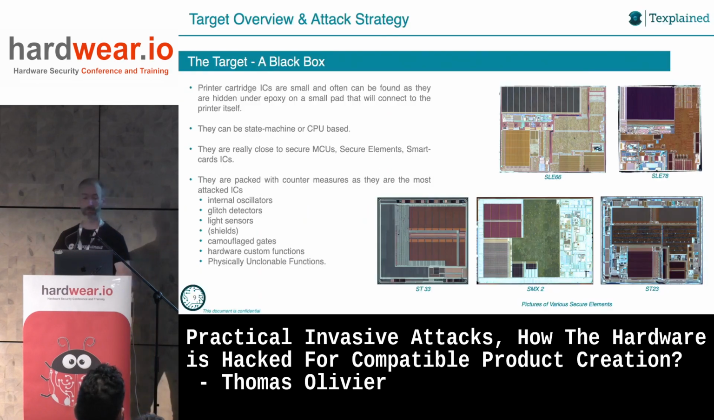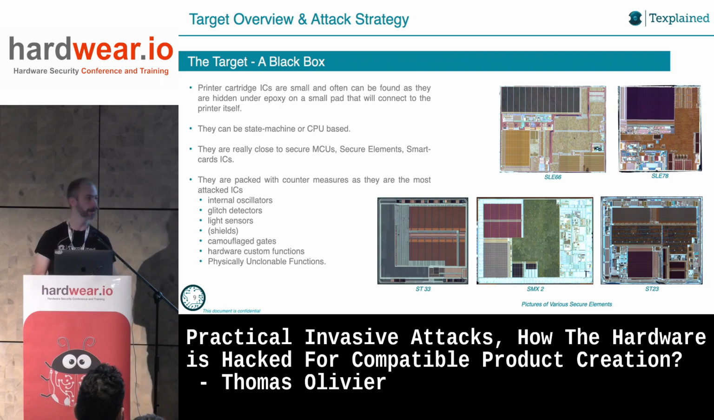So the target: in printer cartridges, you will find chips that are very close to secure elements. So I put some pictures of secure elements for those who can recognize things, and those things are packed with countermeasures, and they are supposed to prevent any attack, right? Plus the fact that you don't have public documentation and this kind of thing, it makes it hard to even know what they are.